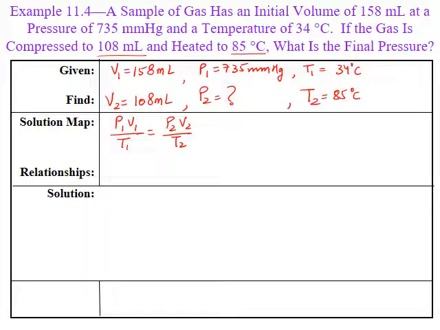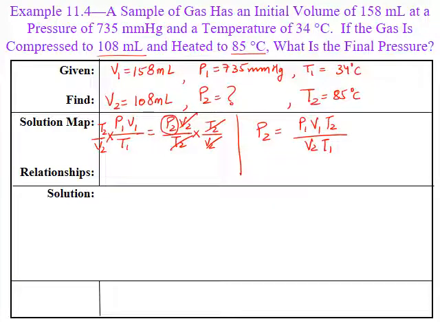What are we solving for? P2, which means we need to get rid of V2 and T2 from here. How can I do that? V2 is in multiplication, so if I divide by V2, this will get cancelled. T2 is in division here, so if I multiply by T2, T2 will get cancelled. And I do the exact same thing here, multiply by T2, divide by V2. This and this, this and this got cancelled. I'm left with P2. So my relationship now is P2 is equal to P1 V1 times T2 divided by V2 times T1.